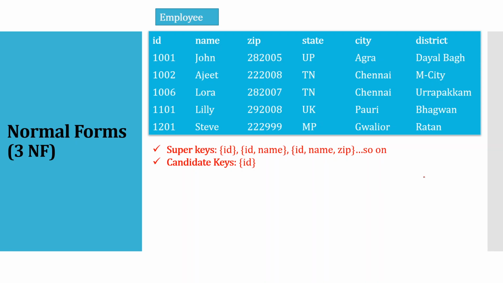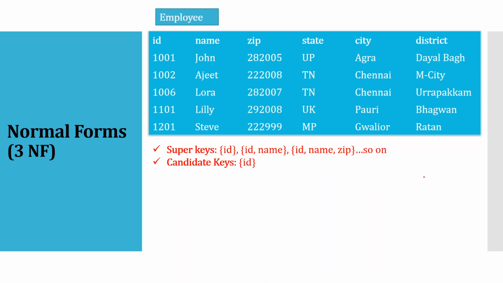We already know that ID is a candidate key. So this candidate key will be part of the super keys, because without a candidate key we cannot generate a super key. So ID is part of each and every super key you have generated so far: ID, or ID name, or ID name zip, ID name zip state, ID name zip state city, likewise. So ID is a candidate key that is common and that should be in the super keys.